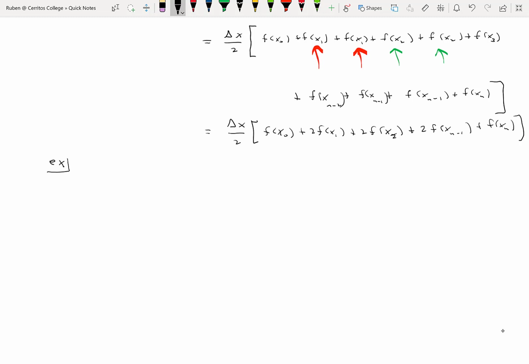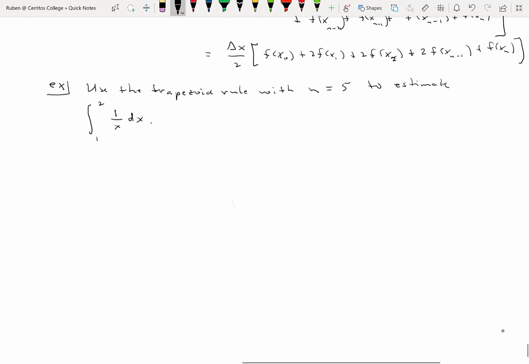Okay, so let's use the trapezoid rule with n equals 5 to estimate the integral from 1 to 2 of 1 over x dx. Okay, so let's do that.